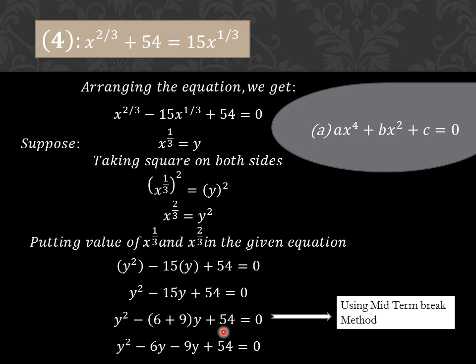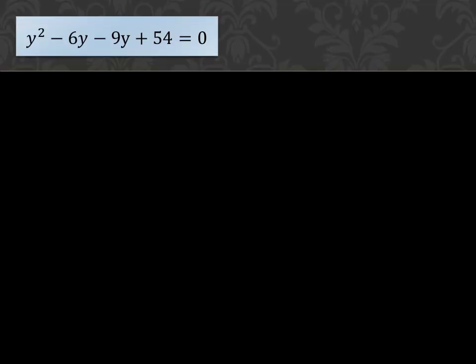Opening the bracket, we have y square minus 6y minus 9y plus 54 equals to 0. So in the next step, we will take common from the first two and the last two terms. After taking common, we have equal brackets, which means our middle term break method is correctly solved. Writing the common bracket once and the terms outside in a separate bracket: (y minus 6)(y minus 9) equals to 0.